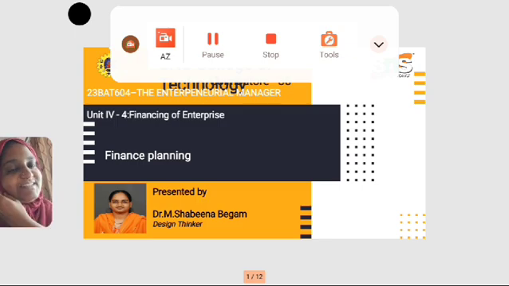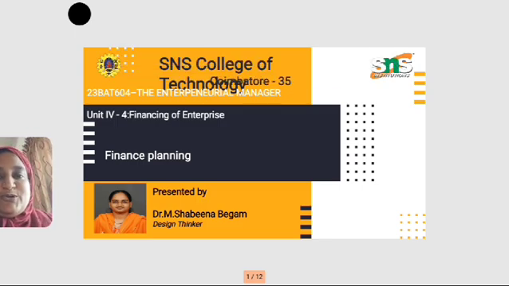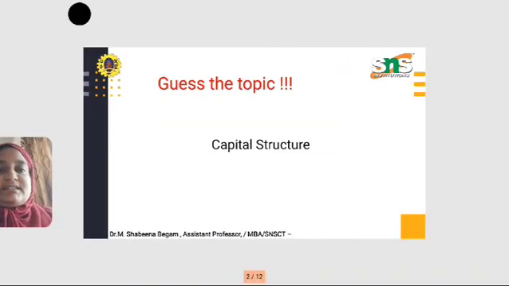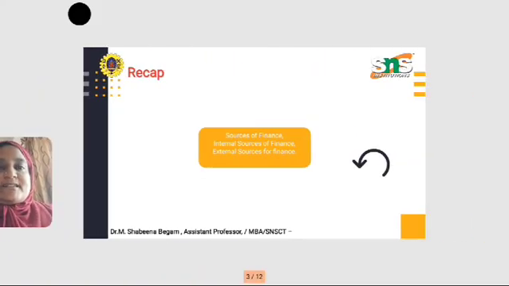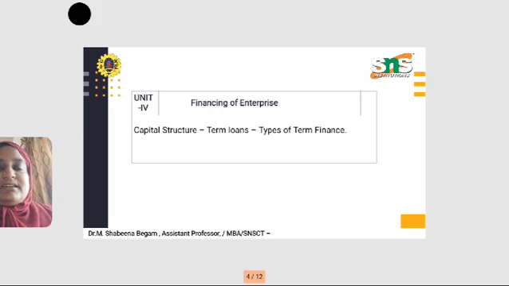Everybody. Previously, we were discussing financing an enterprise and starting up: the legal formalities, then IPRs, and sourcing of finances. Now we'll be discussing the capital structure today. So, a recap of sources of finance: we were discussing internal sources and external sources. In this session, we'll be discussing capital structure, term loans, and types of term finances.